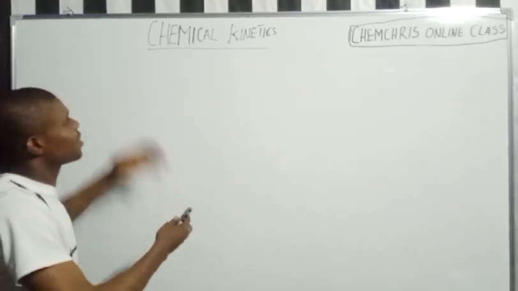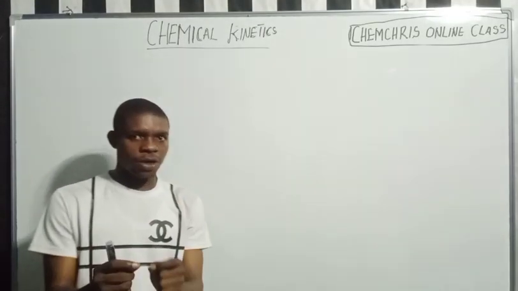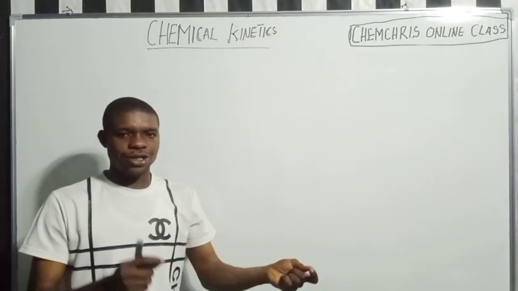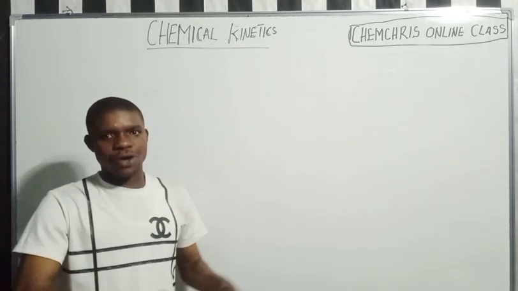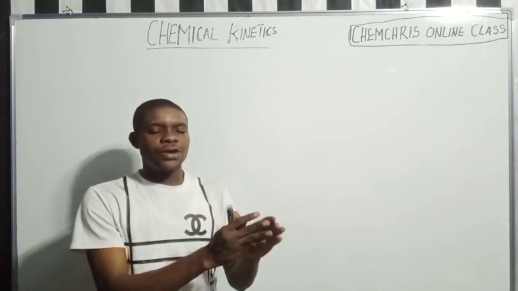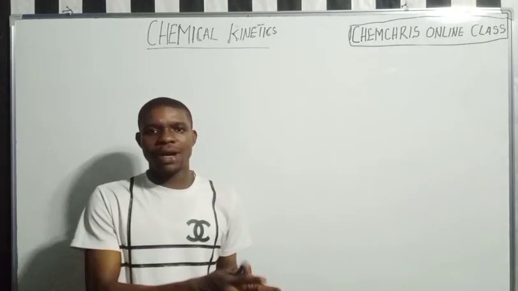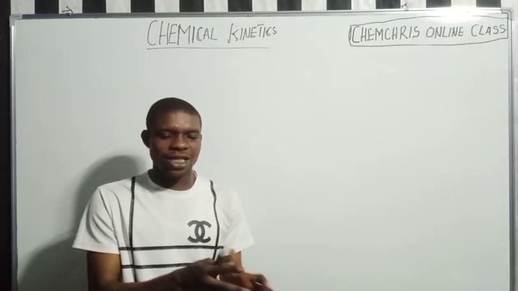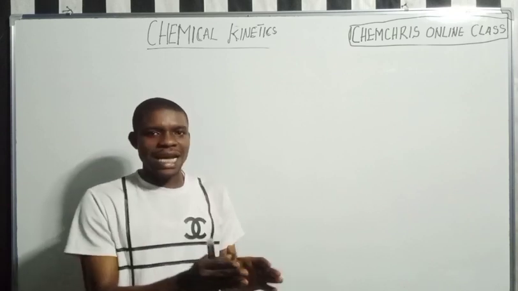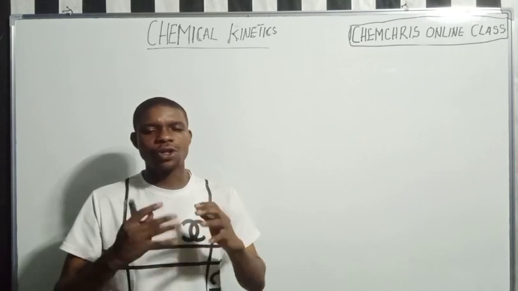So we'll continue our topic about chemical kinetics. In this video, we're going to look at zero order reaction, first order reaction, and second order reaction. I'm going to show you the various equations or formulas for zero order reaction, first order reaction, and second order reaction. Then I will teach you how you can solve problems with that. I want to solve a lot of problems.